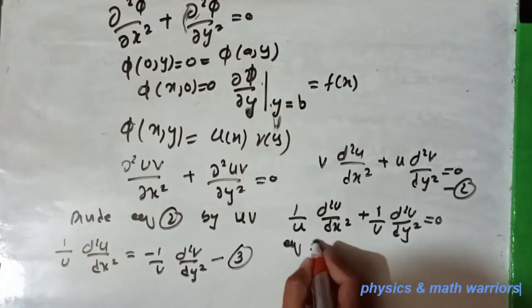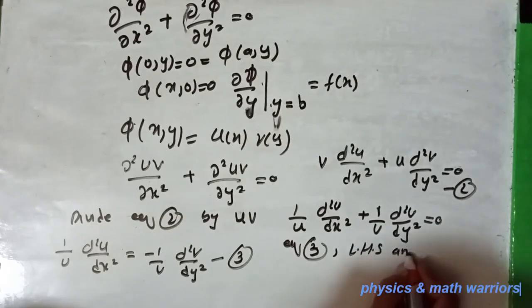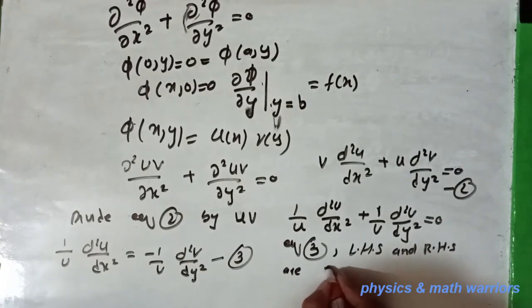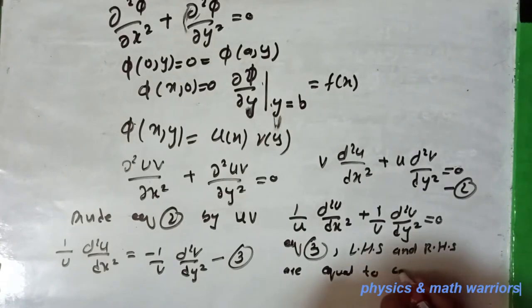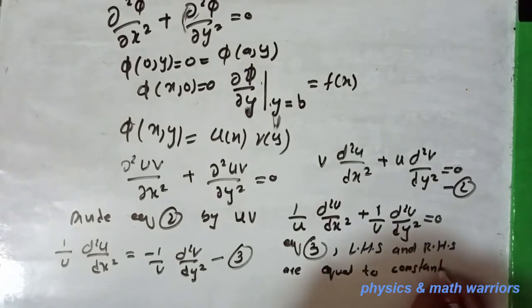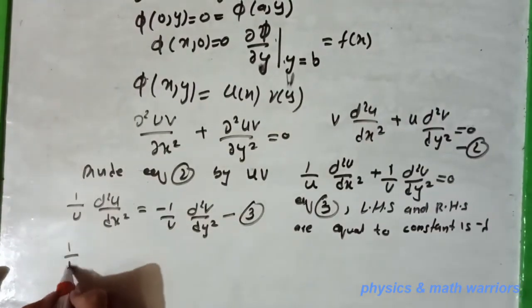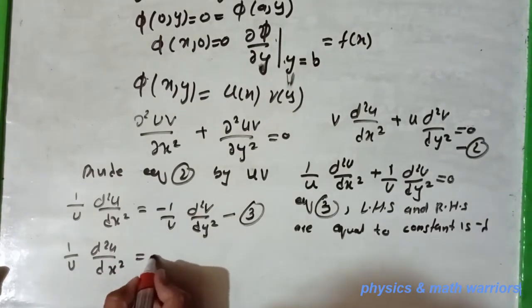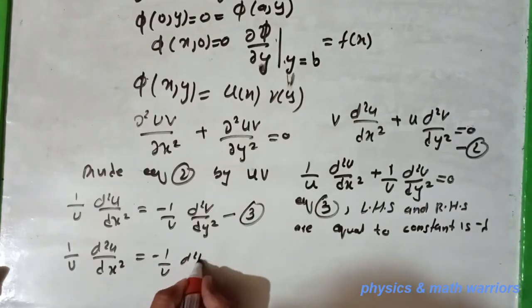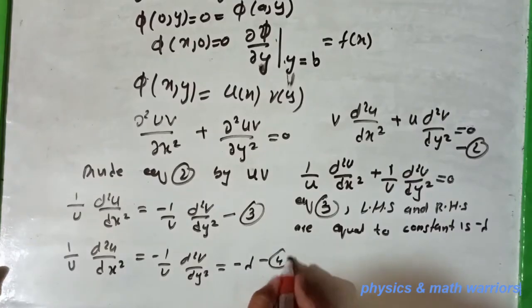In equation 3, the left hand side and right hand side are equal to some constant, which is -λ. So this becomes (1/u) d²u/dx² = -(1/v) d²v/dy² = -λ. This is equation number 4.